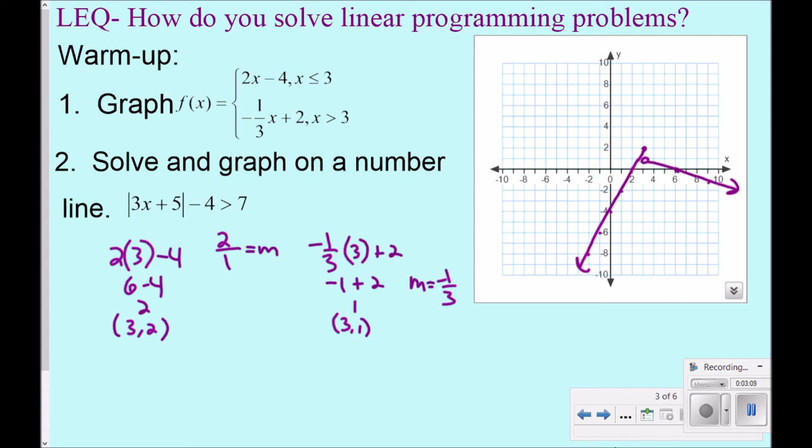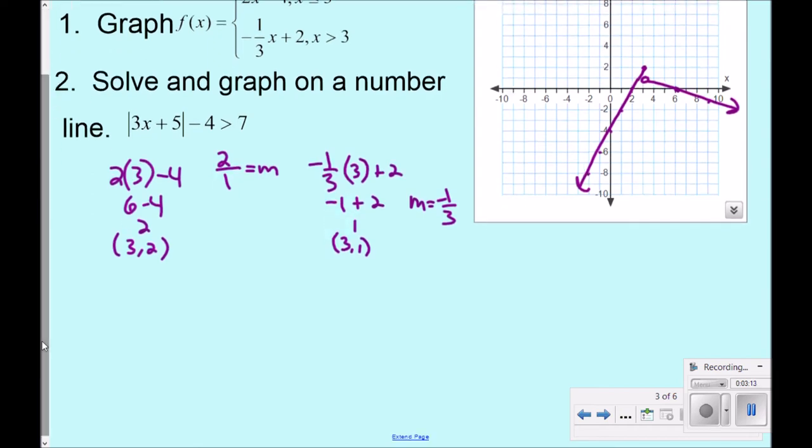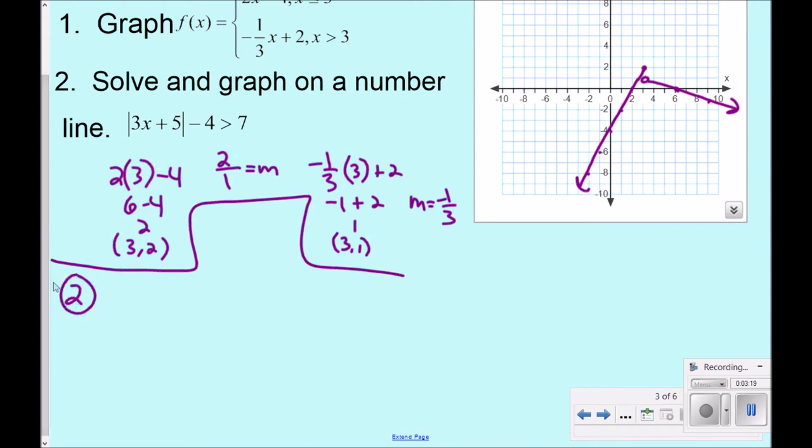So number 2, solve and graph on a number line. So let me just give myself a little bit of space here. So number 2, I first have to get rid of that subtracting 4, so I'm going to add 4 to both sides, which gives me the absolute value of 3x plus 5 is greater than 11. That's a greater than absolute value, and the absolute value is all by itself now.